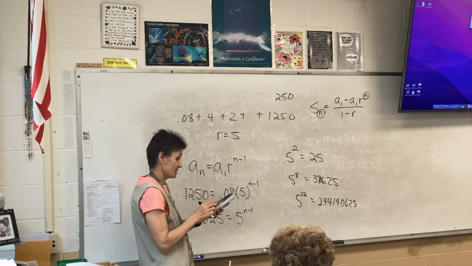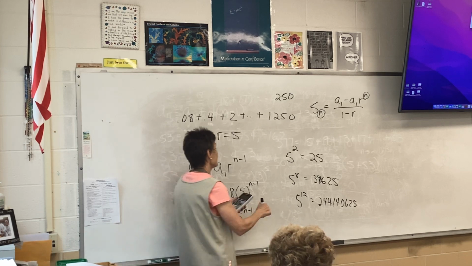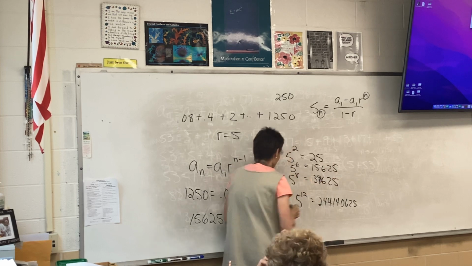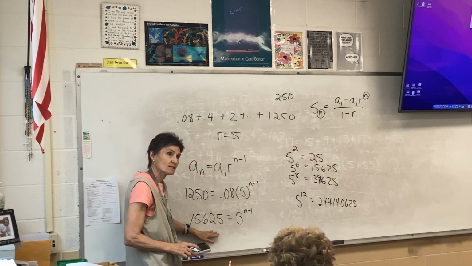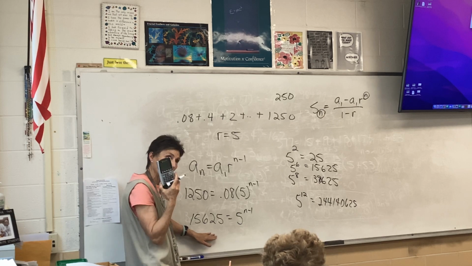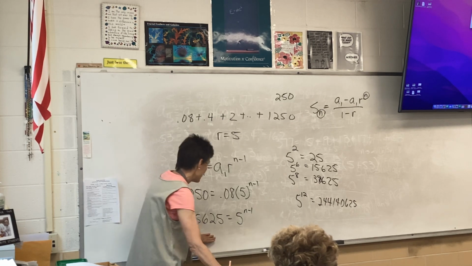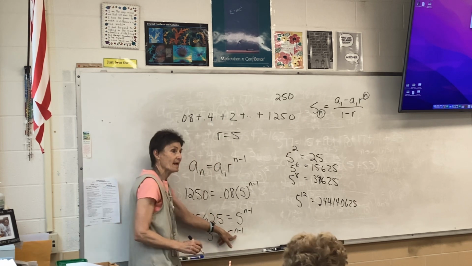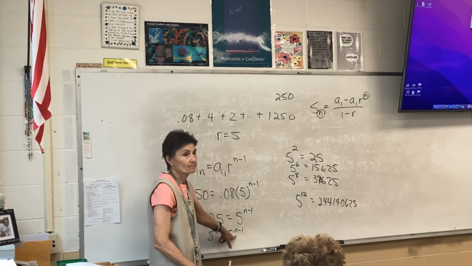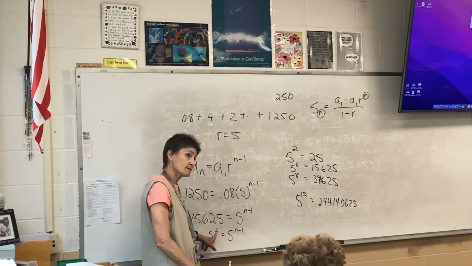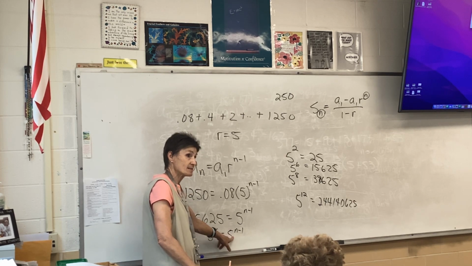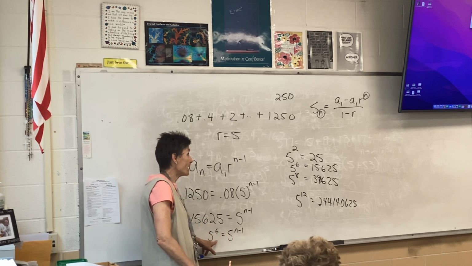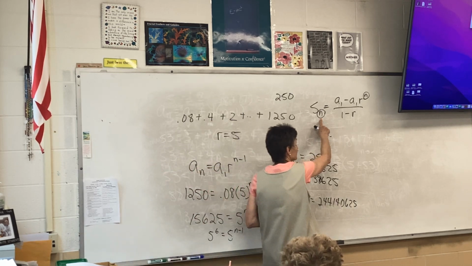What do you want to do? 5 to the 6th? Oh, there it is. 5 to the 6th is 15625. So this number right here is 5 to the 6th. Just did it on my calculator. If this is 5 to the 6th, what does my n have to be? Is 5 minus 1 6? It has to be 7, doesn't it? 7 minus 1. So n is 7.